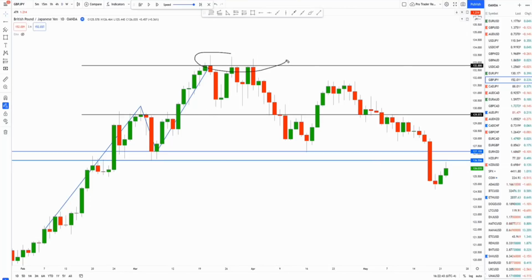We then need the creation of the head, which just means we need to start seeing a pullback. The initial thing we're looking for with that pullback is that it comes down and tests the bottom of our right shoulder. We want it to at least test the bodies of that swing low, but we do not want to see price close below the low of that swing low.